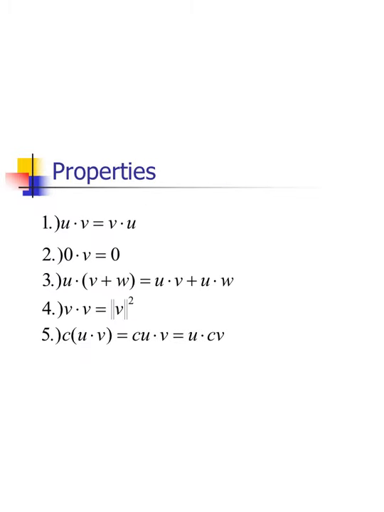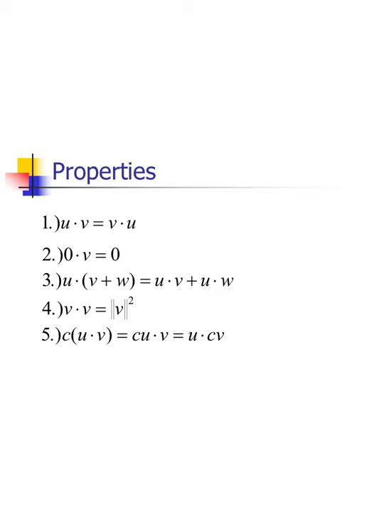We have a couple properties for our dot product. So we have the dot product of u and v is going to be the same as the dot product of v and u. So the order of the vectors doesn't matter. The dot product of 0 and any vector is always going to be 0. If I were to add two vectors together and then take the dot product with another vector, it's the same as taking the dot product of that vector with the two vectors separately and then adding them together. A very important property here, the dot product of a vector and itself is equal to the square of its magnitude. We're going to be using that in the future.